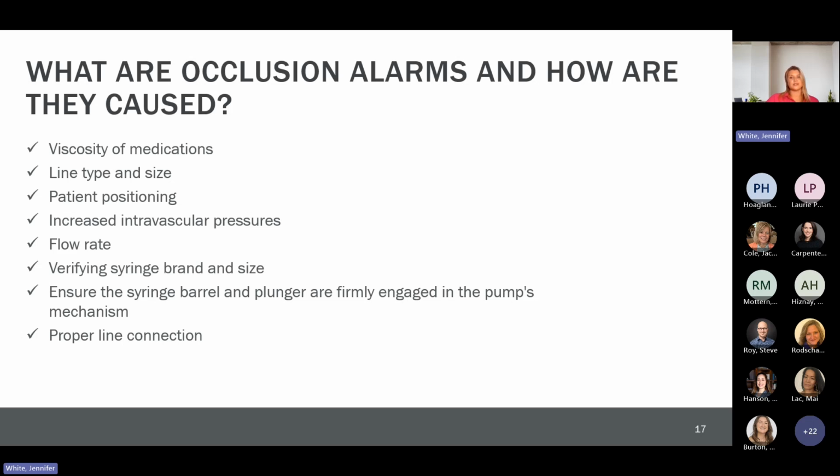Number of infusions going through a single lumen and the rates of these infusions. Multiple infusions going through a 1 or a 1.2 French catheter can cause more of an occlusion than multiple going through a 2 French catheter. Your syringe size, if you have selected the wrong brand or size, and ensuring the syringe barrel and plunger are firmly engaged in the pump's mechanism. And lastly is your line connection, ensuring that you have full connection between all of your drips to your patient's line.